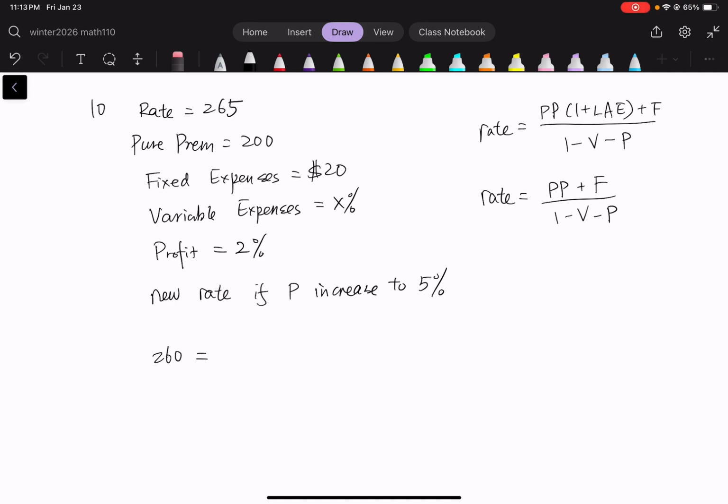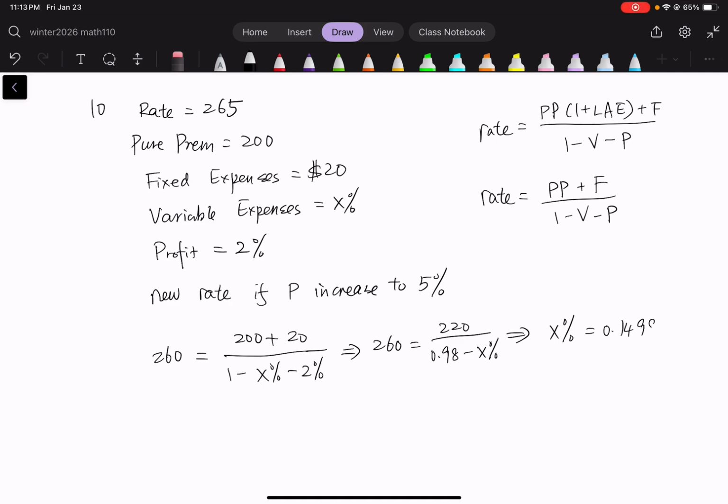It's the rate. It's equal to pure premium, which is $200, plus fixed expenses, which is $20, over 1 minus X percent, and also profit margin was 2%. So in this case, what I would do is 260 equal to 220 over 0.98 minus X percent. And that will get to the X percent equal to 0.1498, or it's close to 15%.